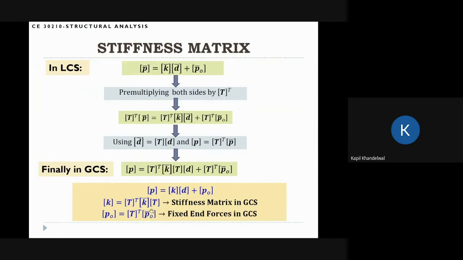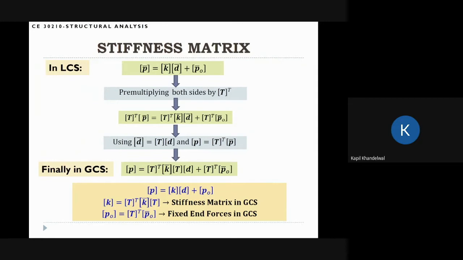So now you can see that K is the stiffness matrix in the global coordinate system, and P0 is the fixed end forces in the global coordinate system, and they're related to the quantities in the local coordinate system, like K bar and P0 bar. So now we have these two things that we need. This is the final thing that we try to assemble when we are assembling the global system. And this is the key calculation that has to be done.